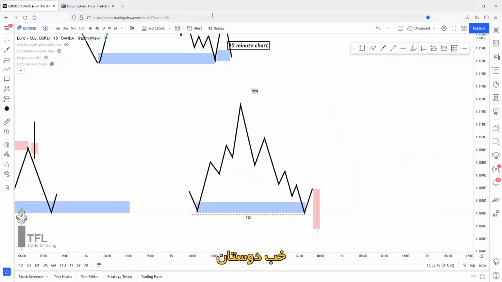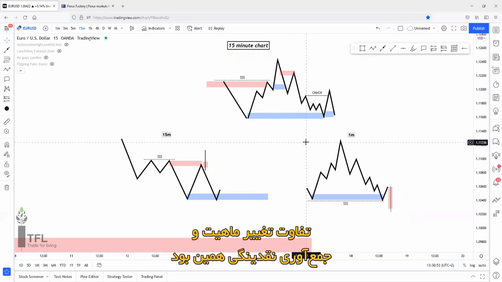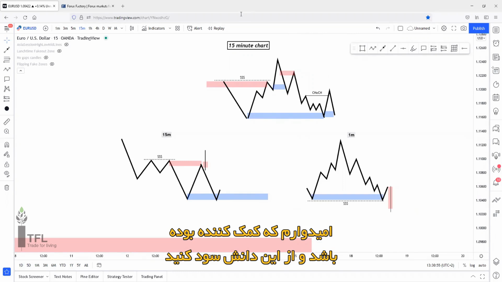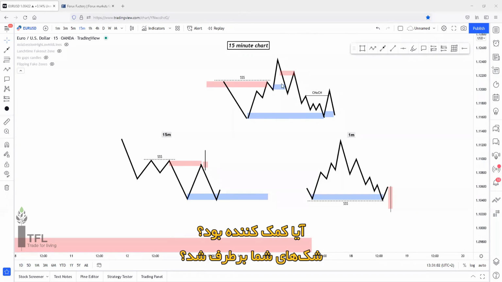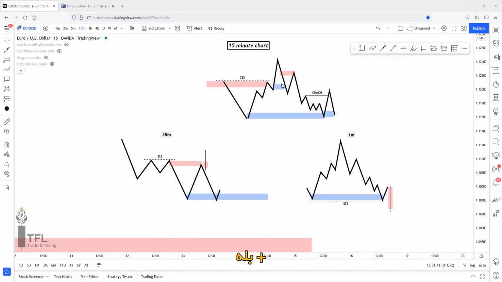Okay, guys. That's it about the change of character / sweep. I hope it cleared some doubts for you. I hope it was helpful for you and you'll be able to profit from this knowledge. Was it helpful? Did it clear some doubts for you? So we can continue the top-down analysis for the upcoming week. Yes. Okay, clear. Perfect.